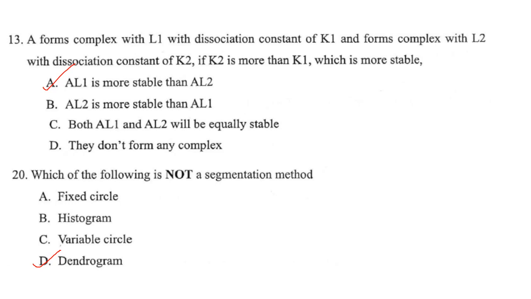Then next one. A forms complex with L1 with dissociation constant of K1 and forms complex with L2 with dissociation constant of K2. If K2 is more than K1, which is more stable? So higher the value of dissociation constant, lesser is the stability. So AL1 is more stable than AL2. Answer is option A. Next one. Which of the following is not a segmentation method? So it is dendrogram, that is not a segmentation method. It is in bioinformatics. So answer here is option D.